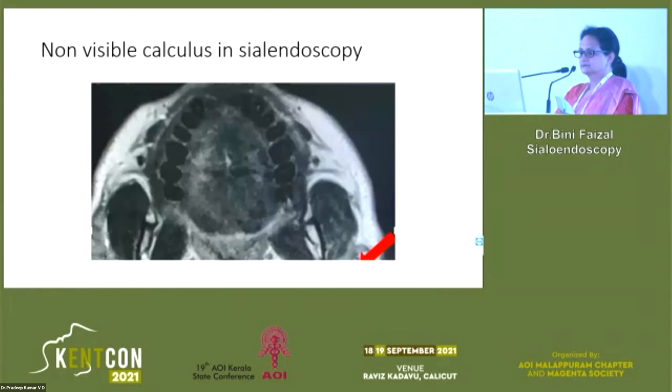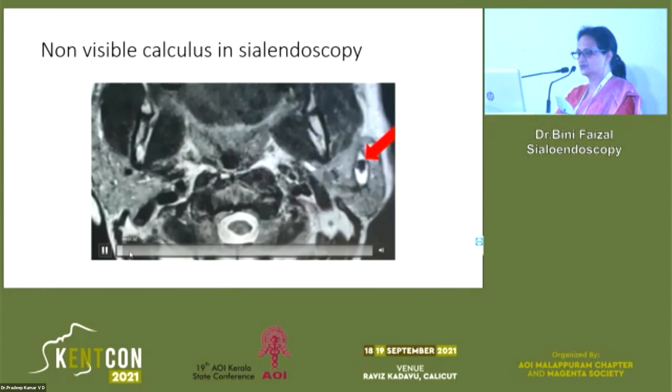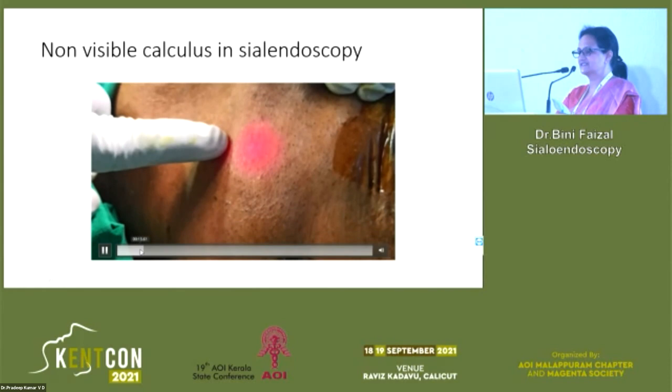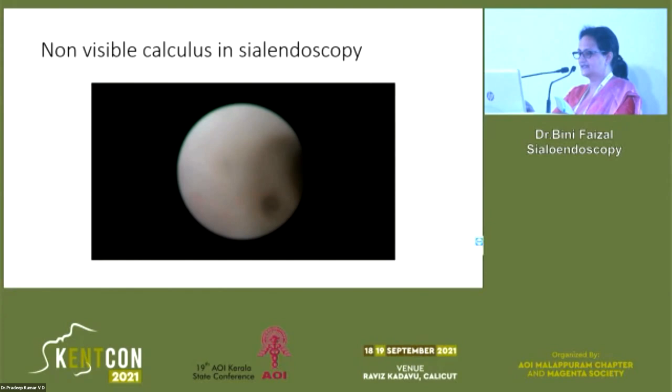So you have a non-visible calculus in sialendoscopy, especially if it is near the posterior border of the parotid, you may not see it. So this is where the stone is, and you are not seeing it on sialendoscopy. This is just to show you the accessory parotid duct opening. See, it is far ahead of the tragus, and that is a small opening. And the calculus was not visible on endoscopy.